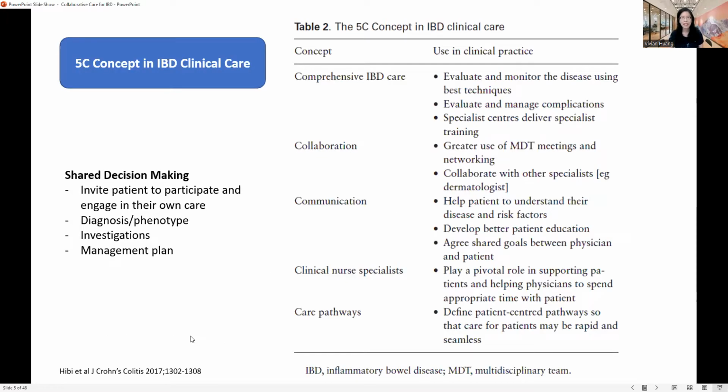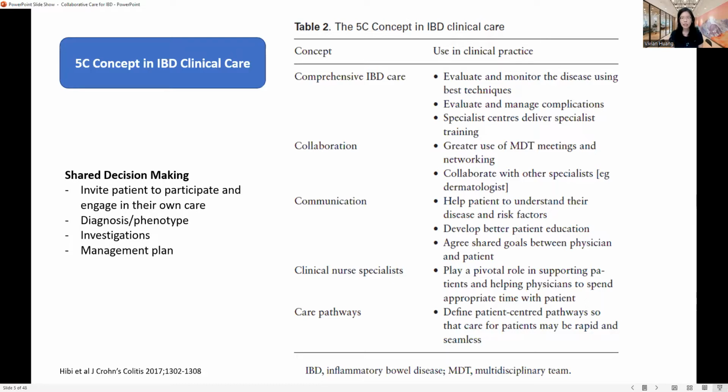One of the things that I liked that was recently published is the 5C concept. I'm not sure if you may have heard of this, but it was an international consensus group that went over a few meetings with a Delphi type of approach to come up with proposed best practice. They proposed this 5C concept, and the 5 Cs are listed here. Comprehensive IBD care: monitoring the disease clinically, evaluating and managing complications, and having specialist centers. In this case, IBD centers that deliver specialist training for clinicians and allied health.